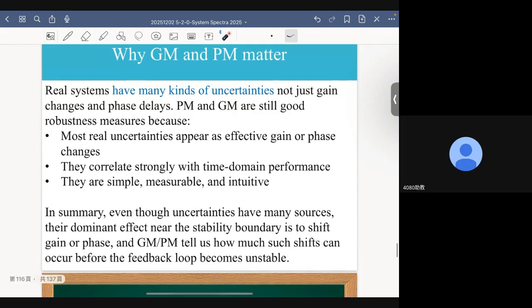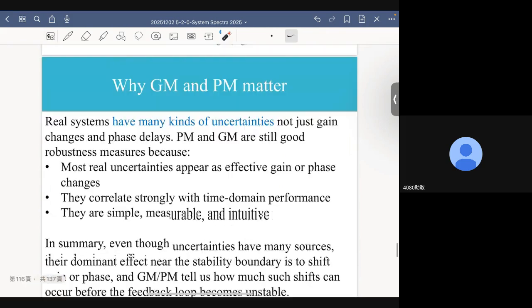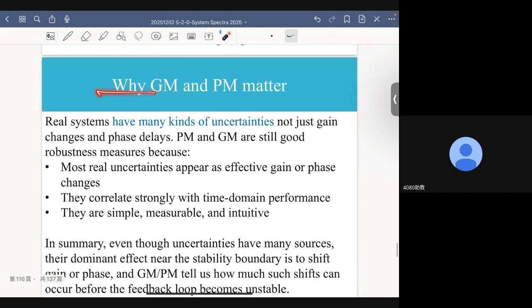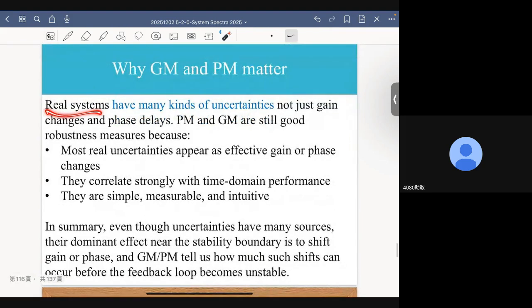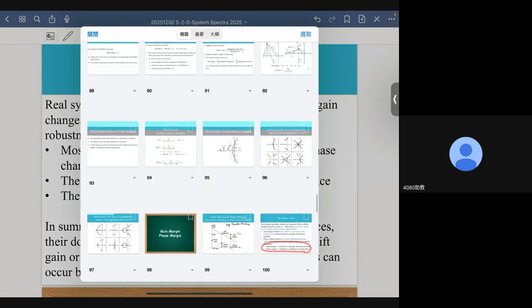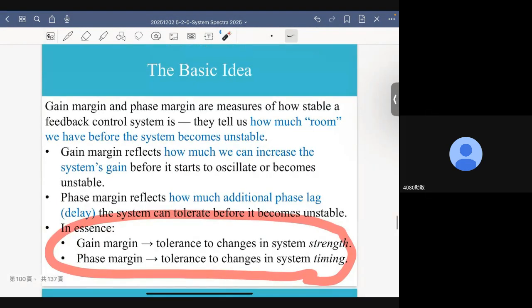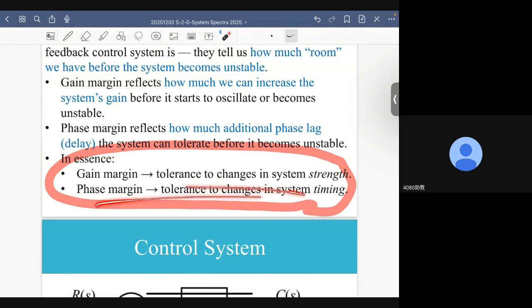So that is a very solid evidence to tell us how phase margin impacts stability of the system. Okay. Now, why do they matter? The issue here is that real systems have many kinds of uncertainties. However, based on the definition of phase margin and gain margin, in the beginning, remember that we have these two statements.